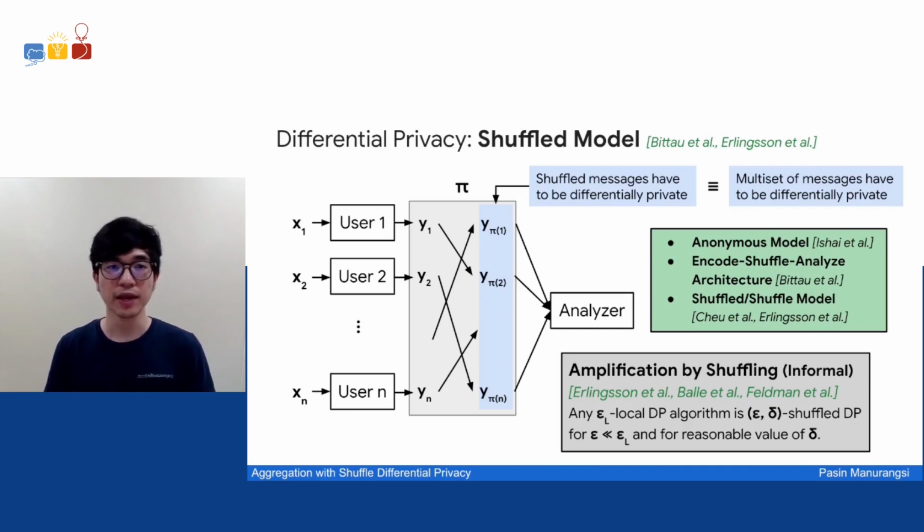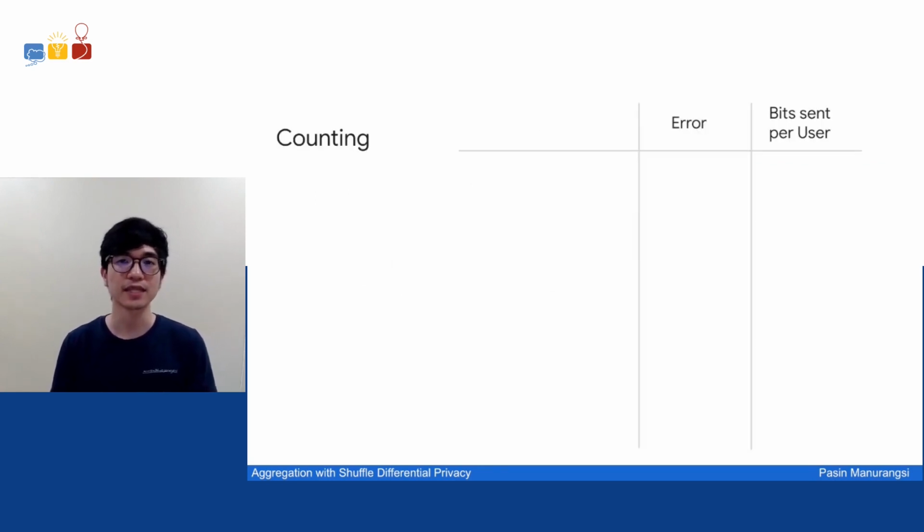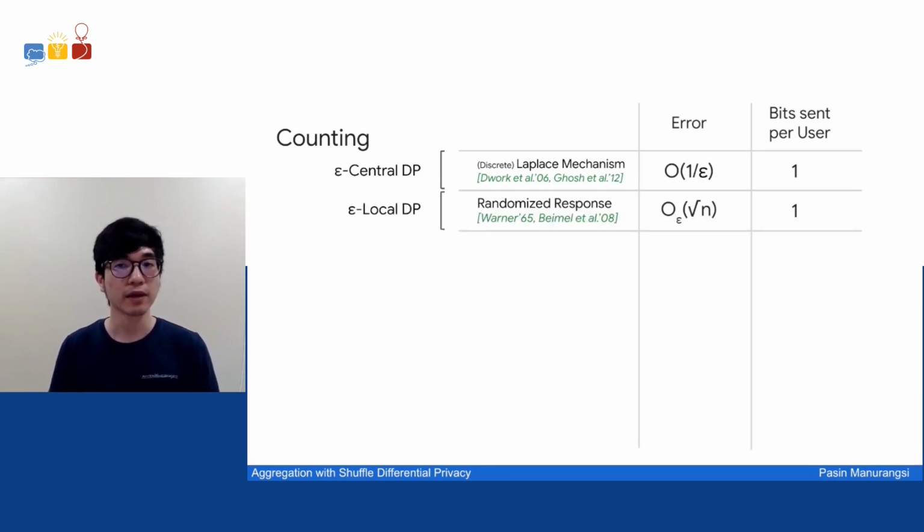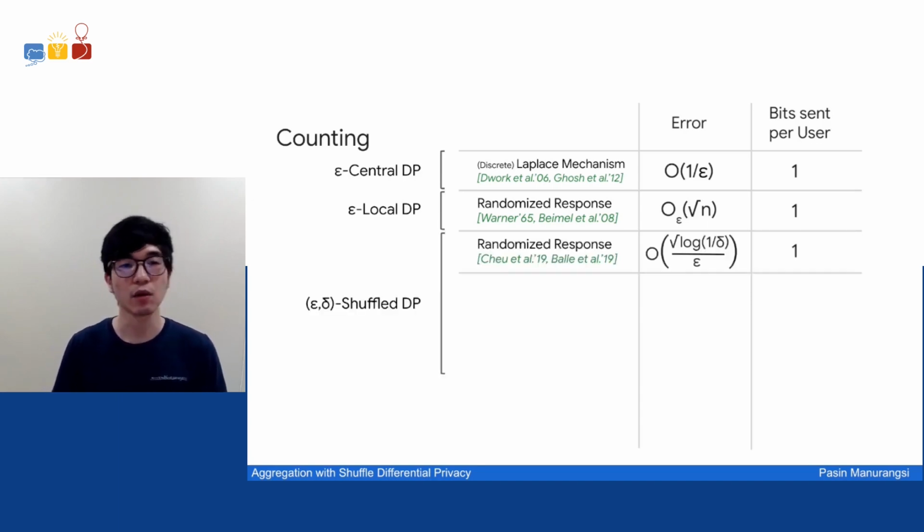Okay, now that we have described our shuffle model, let us turn our attention back to the counting problem. As we already discussed, in the central DP we can get an error of 1 over epsilon, and each user just has to send their own input, so the number of bits sent is also just 1. In local DP, as we saw before as well, randomized response gives us an error of square root n over epsilon, and each user either sends its own input or the flipped bit, so each user still sends just 1 bit.